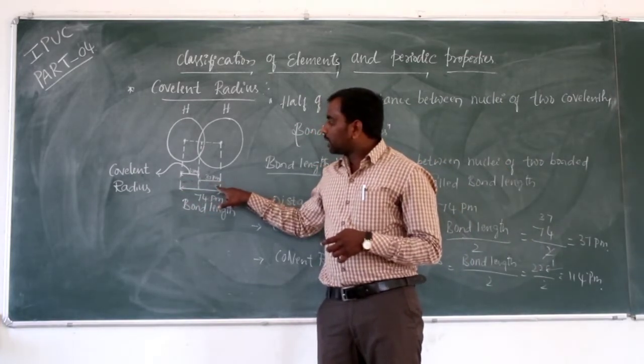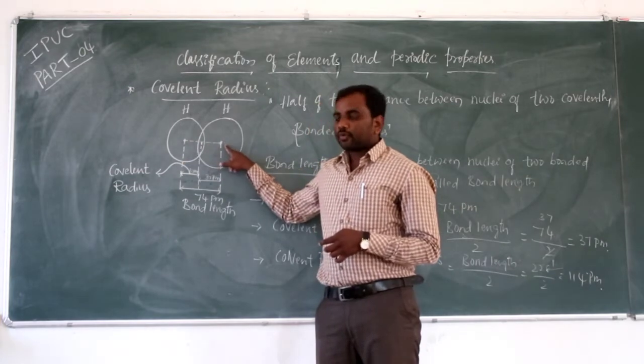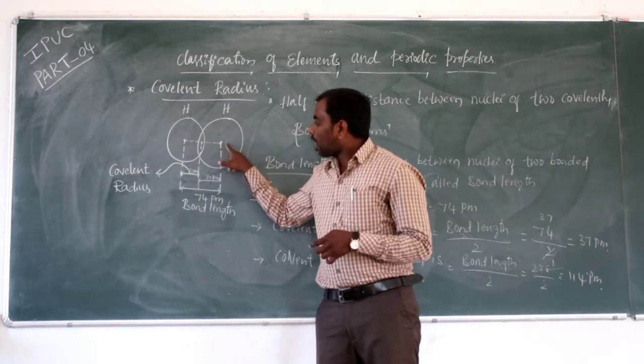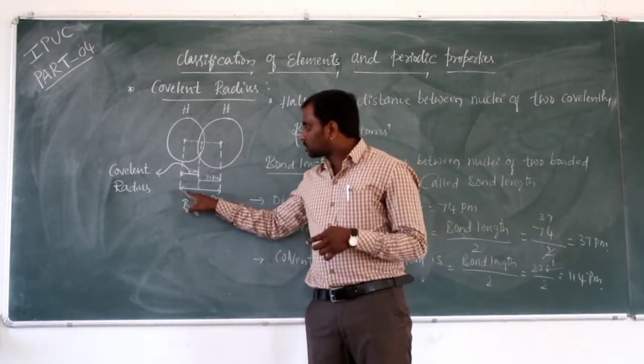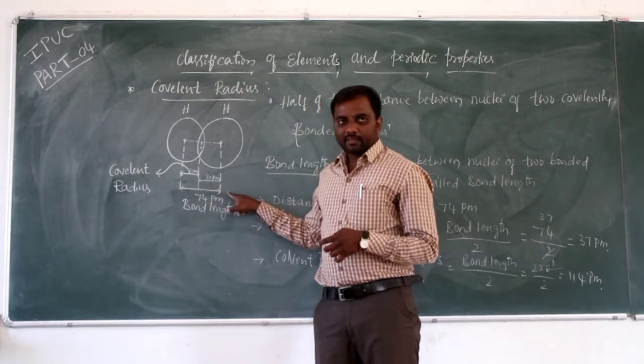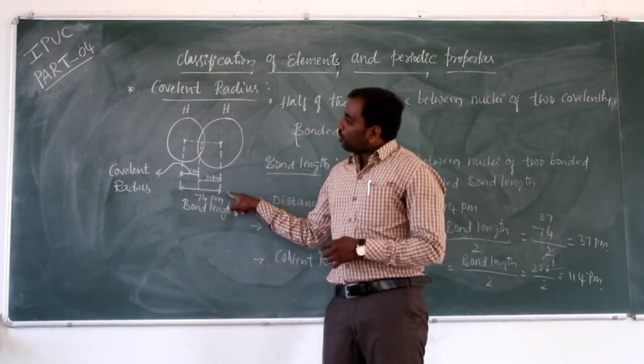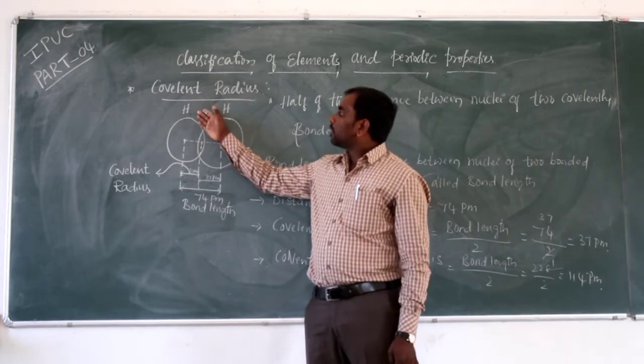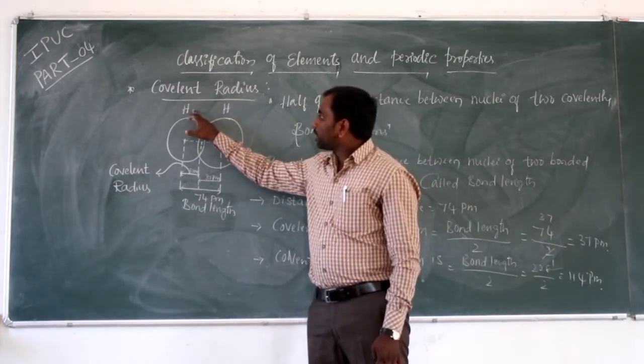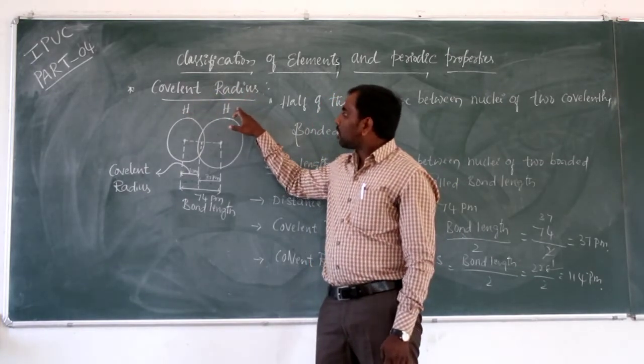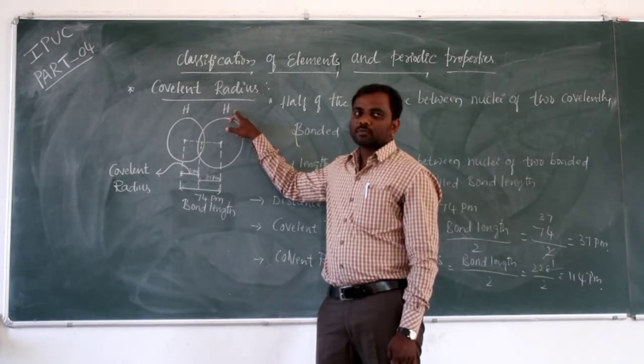The distance between the nuclei of two bonded atoms is called bond length, right? See, now we discuss here how each hydrogen is overlapped with the other hydrogen atom to form a bond length.